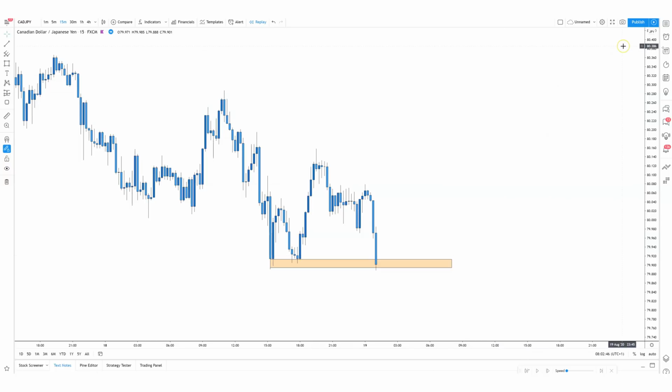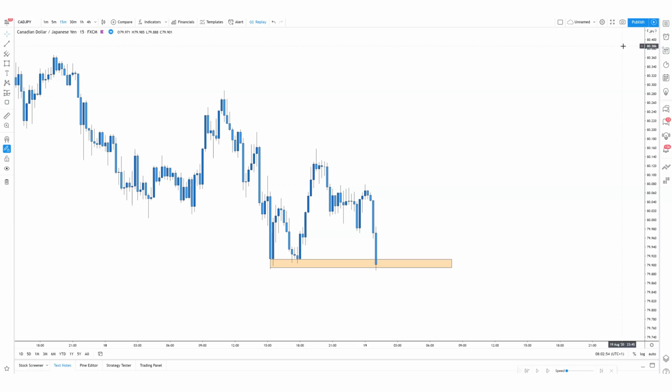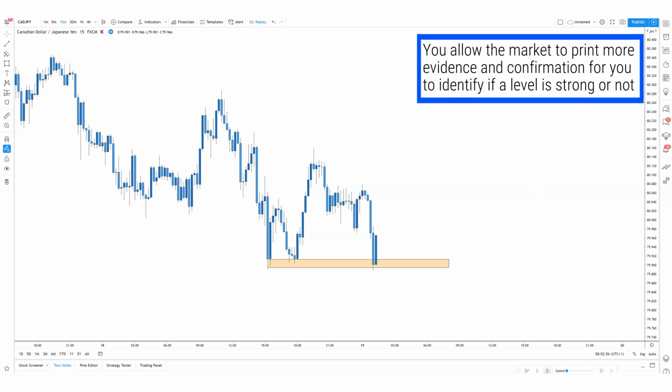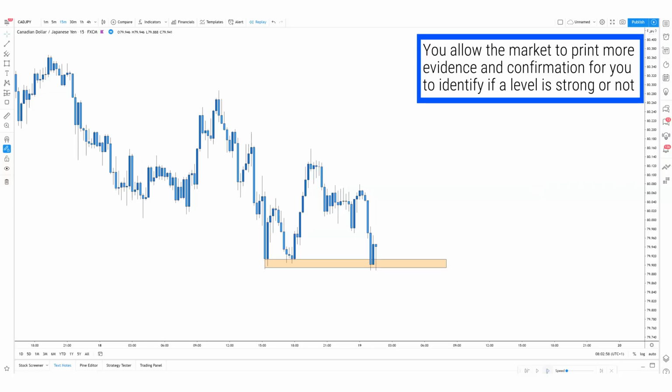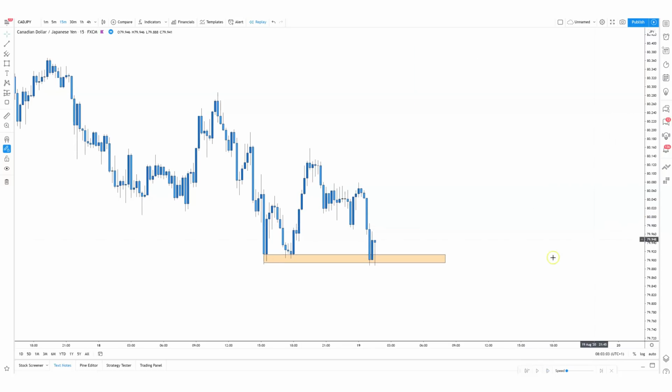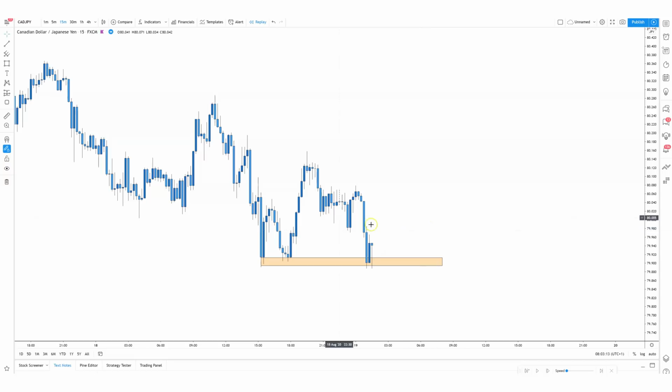So the third reason why I really like stop orders is because you can wait for candles to close. That means you allow the market to print more evidence and confirmation for you to identify if a level is strong or not. Taking a look at what we've just seen here, we have strong bearish momentum into this key level, a bullish candle, another attempt to push down with a failure, and look, we have a beautiful wick left behind. How do I want to enter this?